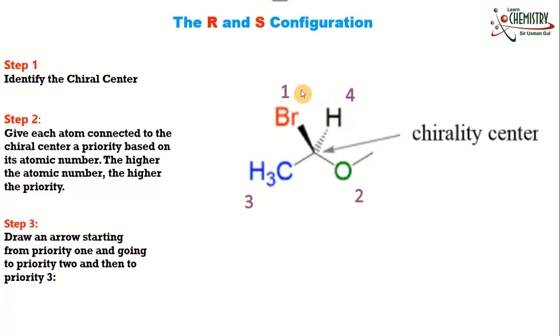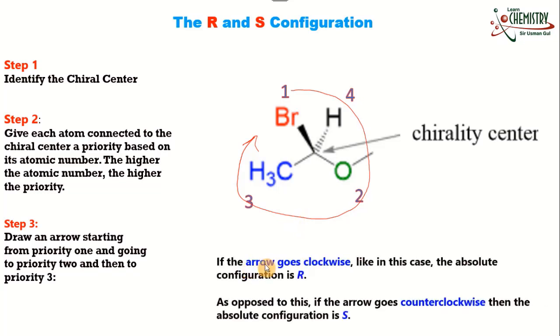Okay, now in the third step, I will draw an arrow starting from priority 1, and I will connect this one with 2 and 3. So I will get this kind of arrow. Now do you think this arrow is rotating clockwise or anti-clockwise? If the arrow goes clockwise, like in this case, the absolute configuration is R. So I will mark this isomer as R. As opposed to this, if the arrow goes counterclockwise, or you can also call it anti-clockwise, then the absolute configuration will be S. So this is called R and S configuration.